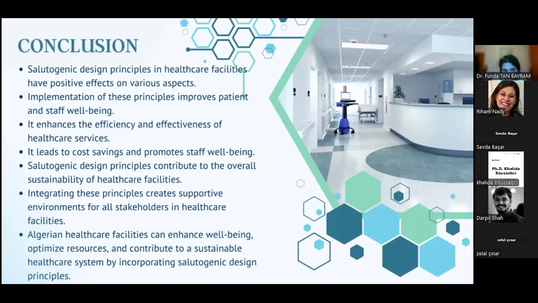By considering these principles, healthcare facilities in Algeria can enhance well-being in individuals, optimize resource utilization, and contribute to the overall sustainability of the healthcare system. Thank you for your attention.